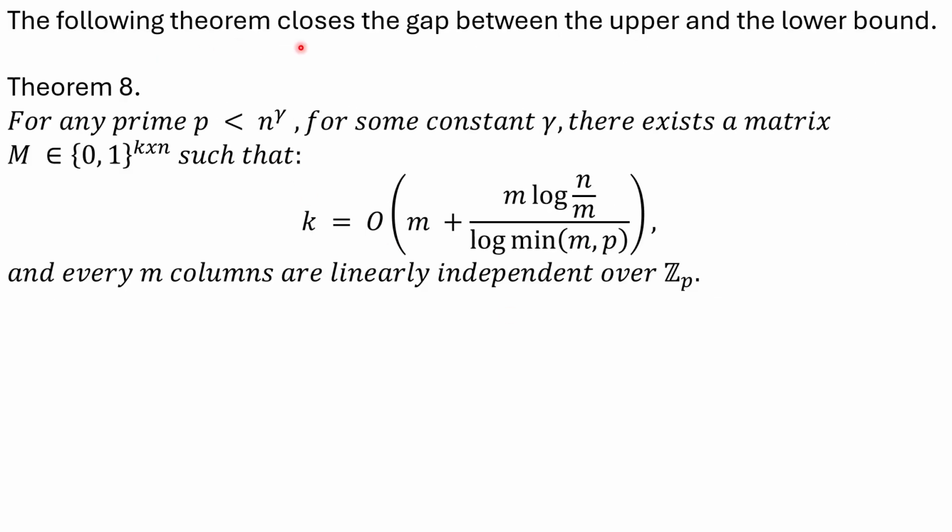The following theorem closes the gap between the upper and the lower bound. We gave this as the lower bound, and we're going to show this as the upper bound, so we close the gap. Theorem 8. For any prime number p less than n to the phi, for some constant phi, there exists a matrix M of size k by n, such that k equals this number right here, which we proved to be the lower bound, and every M columns are linearly independent over Z_P.